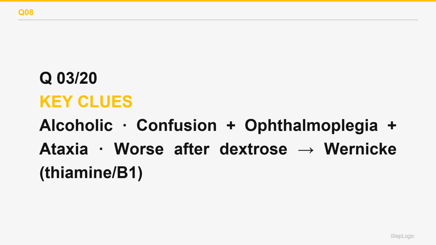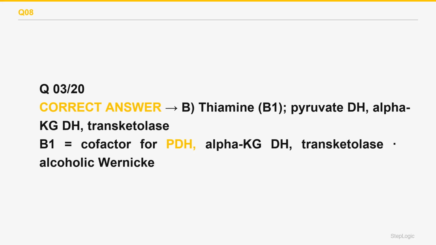Thiamine is the essential cofactor for several enzymes of glucose metabolism: pyruvate dehydrogenase and alpha-ketoglutarate dehydrogenase in the TCA cycle, and transketolase in the pentose phosphate pathway, plus branched-chain ketoacid dehydrogenase. Without thiamine, these enzymes fail, and the brain, heavily dependent on glucose oxidation, is injured. The correct answer is B. The clinical pearl in this question is critical.